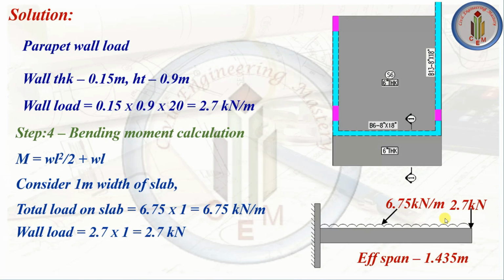So the arrangement looks like this. As I told you, 6.75 kilonewton per meter is acting as a UDL on the cantilever slab, and 2.7 is the point load which is acting at the edge of the cantilever slab. So that's why we took this formula. For UDL it is WL square by 2 for the cantilever slab, plus for this point load, W into L.